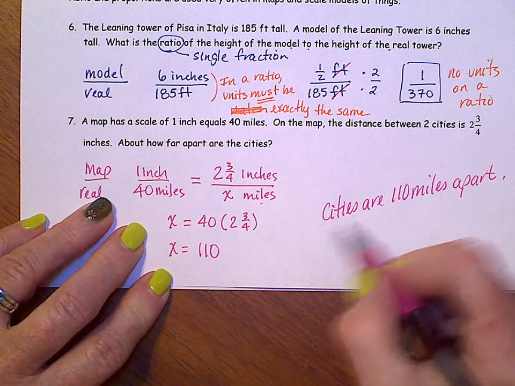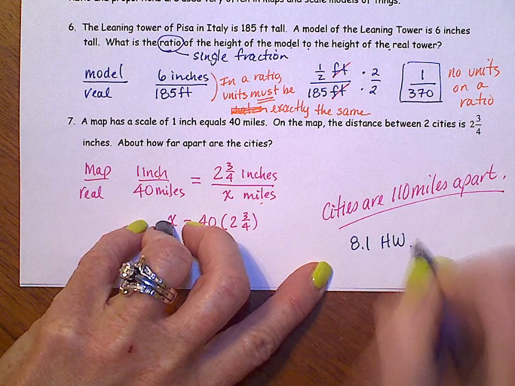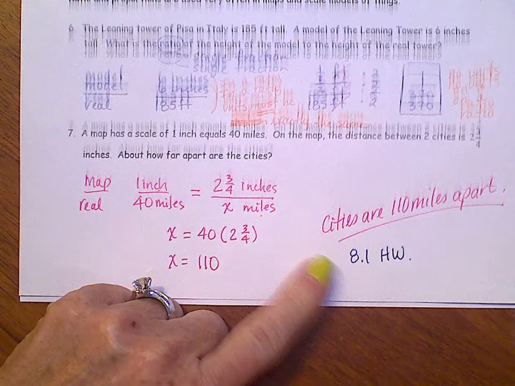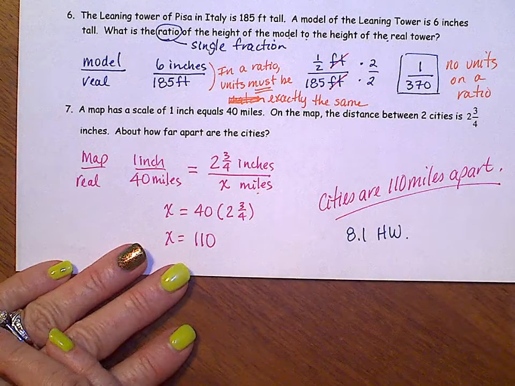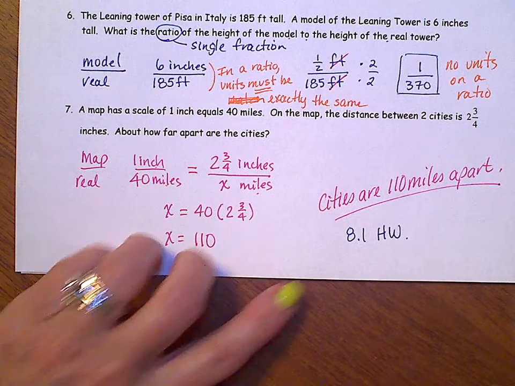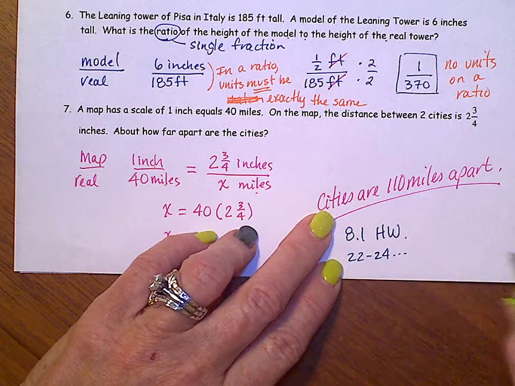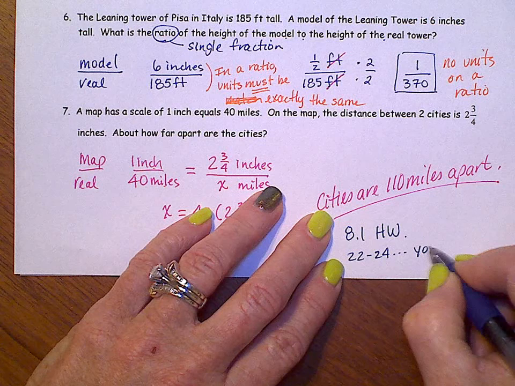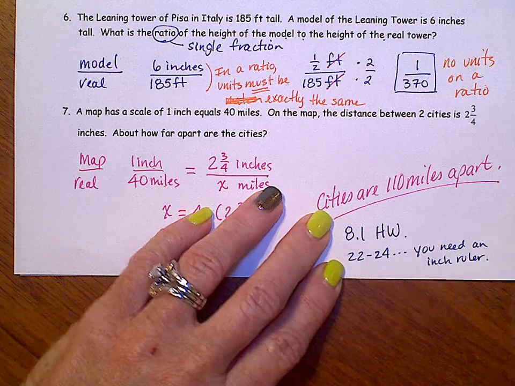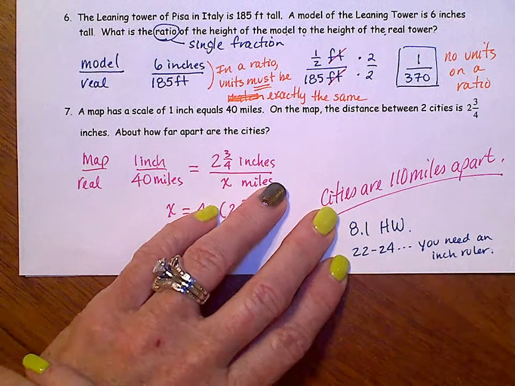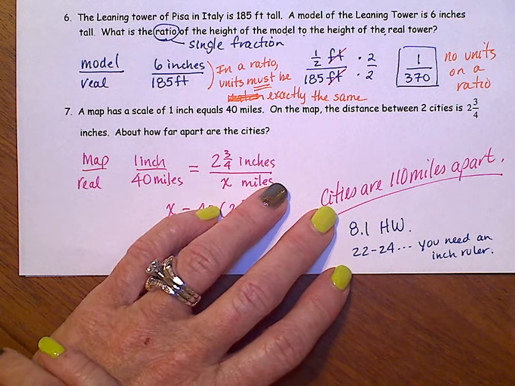Okay. Please do section 8.1 homework. Do section 8.1 homework that is due on the next day of class, which for you is Monday. Thank you very much. Oh, I forgot to tell you, for 22 through 24, you will need an inch ruler. Okay, hopefully you have one at home. If not, maybe you can get this printed during study hall today, and then you can use a ruler during your study hall. Thanks.